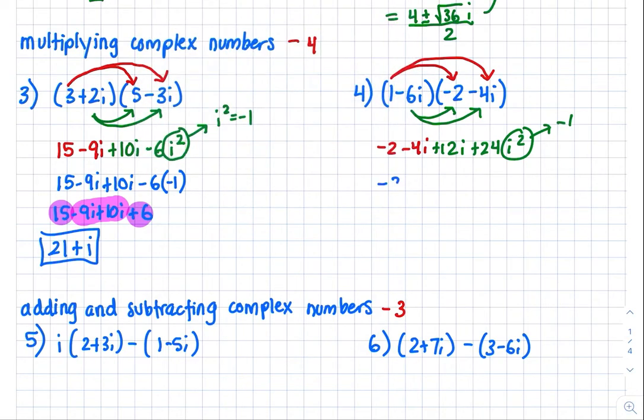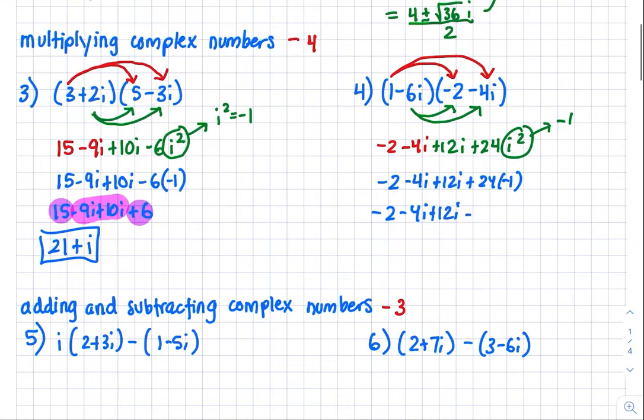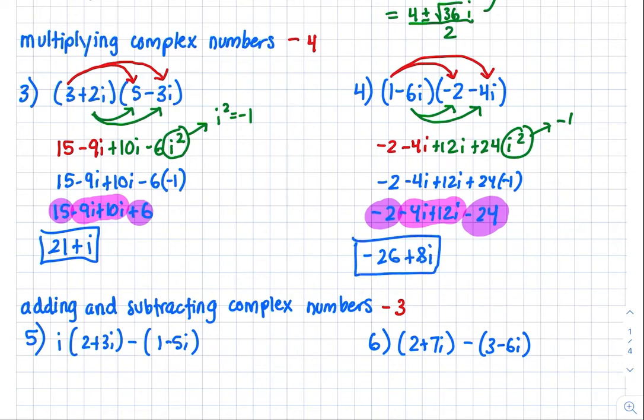So then we got negative 2 minus 4i plus 12i plus 24 times negative 1, which is negative 2 minus 4i. I'm just rewriting it. 24 times negative 1 is negative 24. Collect like terms. These are the same. And these are the same type of term, so you can combine those. Negative 2 minus 24 is negative 26. Negative 4i plus 12i is 8i. So 4 problems like that.